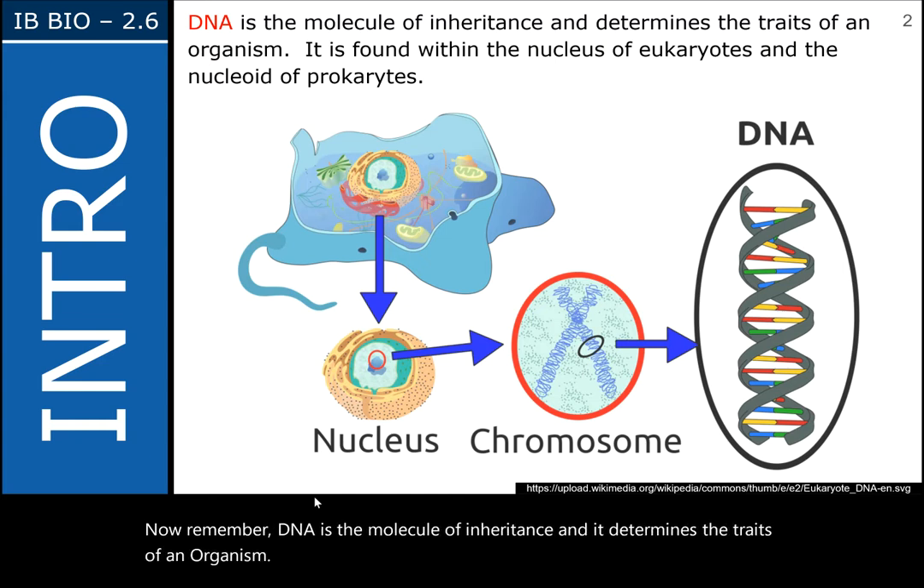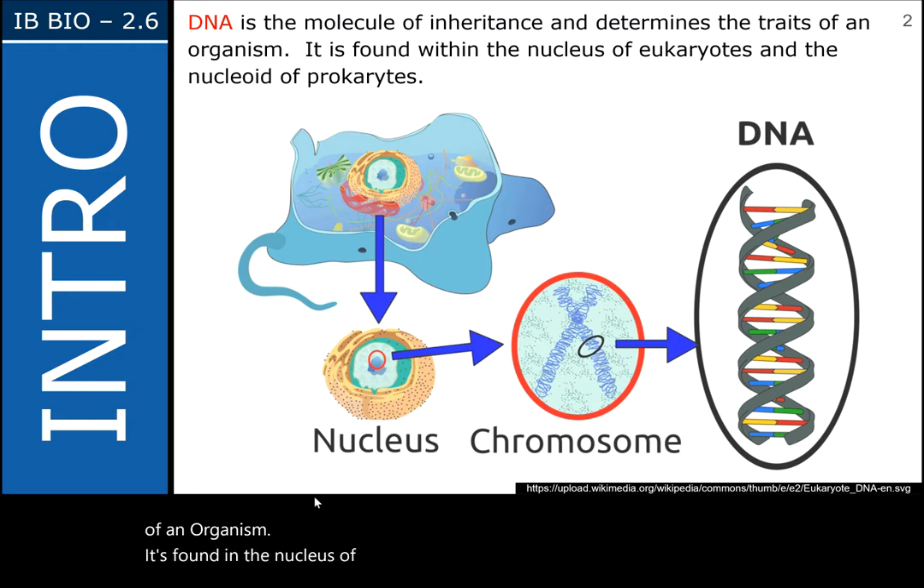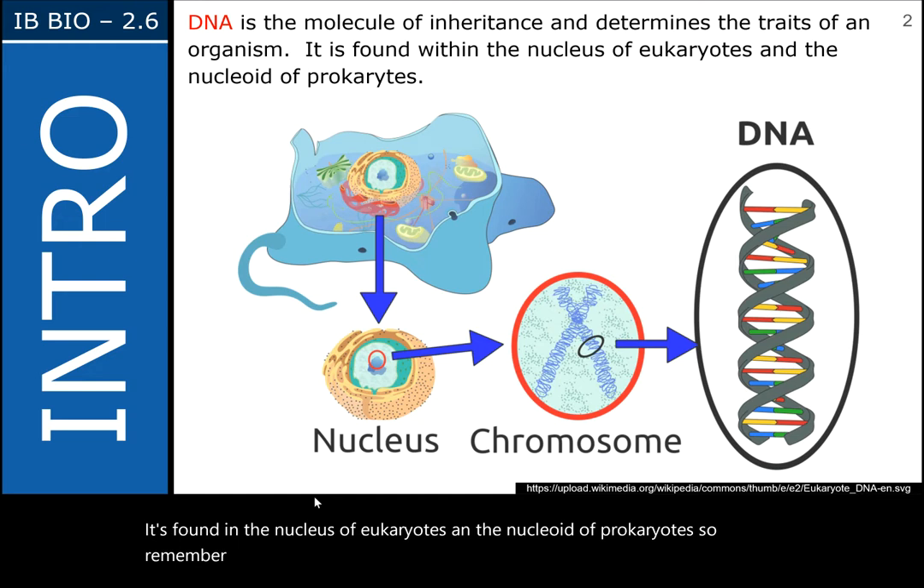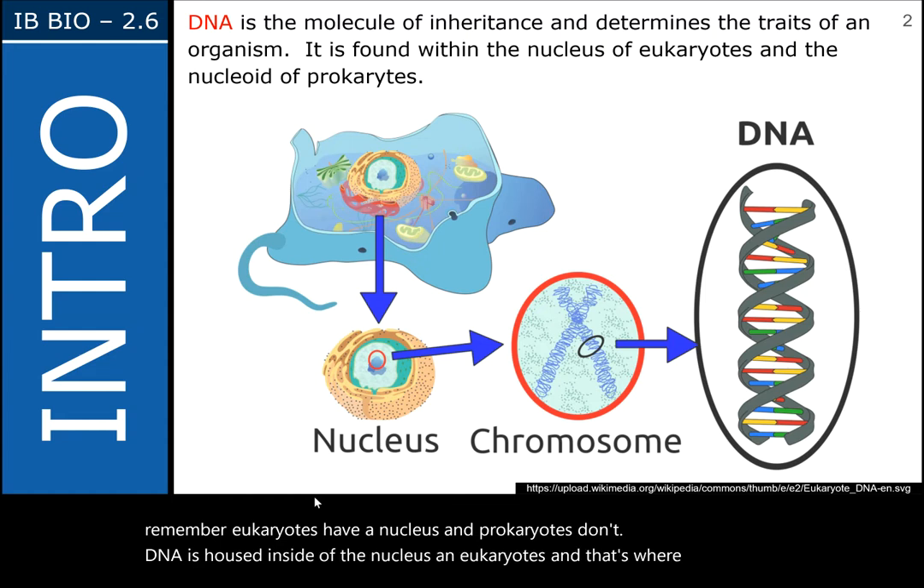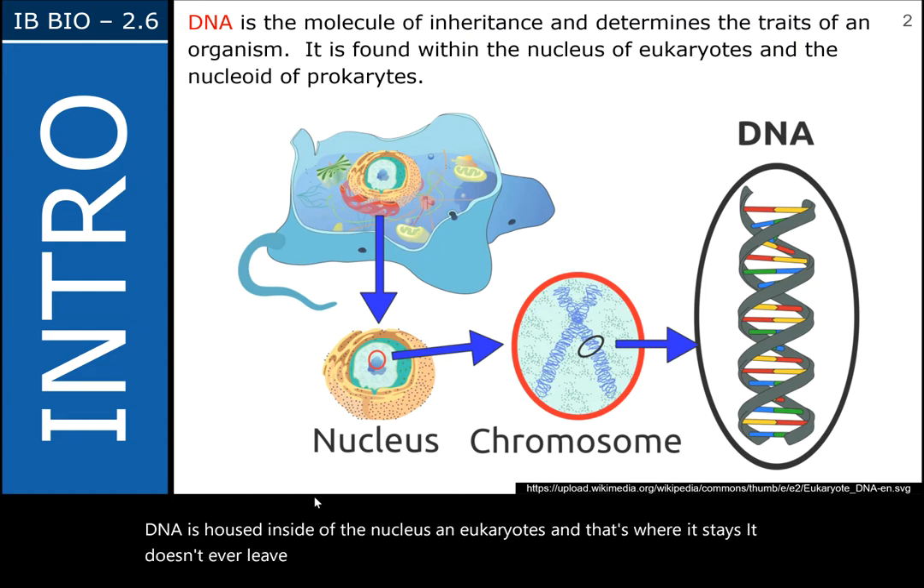It's found in the nucleus of eukaryotes and the nucleoid of prokaryotes. So remember, eukaryotes have a nucleus and prokaryotes don't. DNA is housed inside of the nucleus in eukaryotes, and that's where it stays. It doesn't ever leave. It's protected in that nucleus.